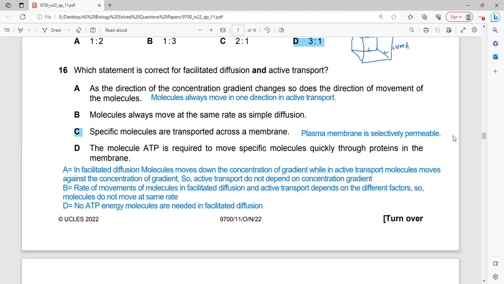Here in D, the molecule ATP is required to move specific molecules quickly through the protein. It's only needed for active transport, not for facilitated diffusion. So C is the correct option. Specific molecules are transported across the membrane because both are types of transport taking place by a selectively permeable membrane. So that's why these specific molecules are being transported. So C is our correct option.